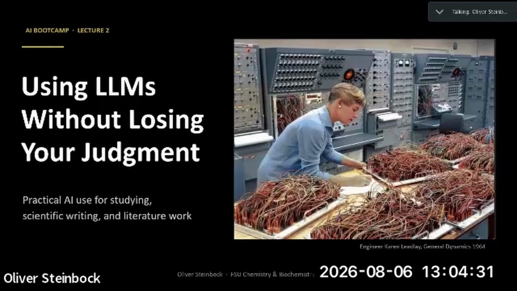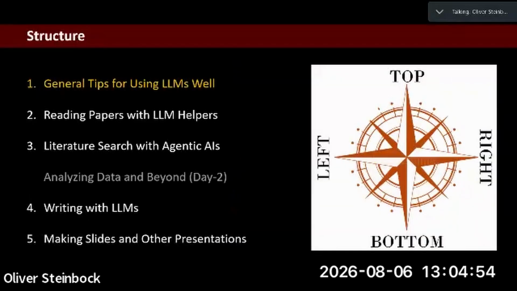So now I want to talk a little bit about practical use of AI for studying scientific writing and literature work. This is something all of you will be doing. It's something we, as PIs and existing graduate students, are already doing. No one really knows exactly how to do this. This is the best advice I can give, okay? This is the result of my thoughts. I'm not saying it's anywhere close to optimum. So I have a rough structure, right?